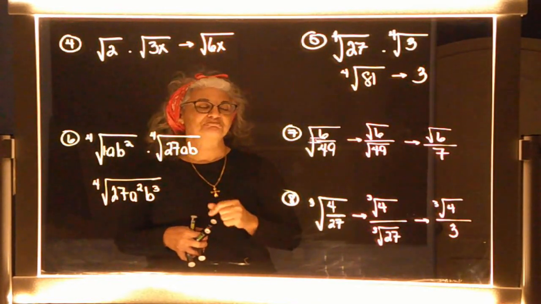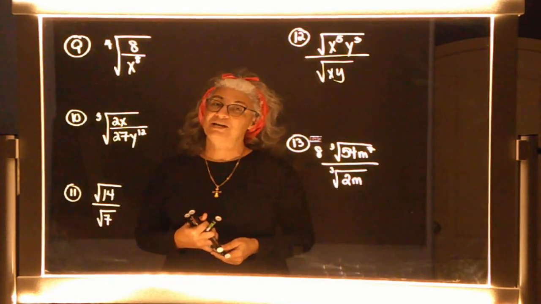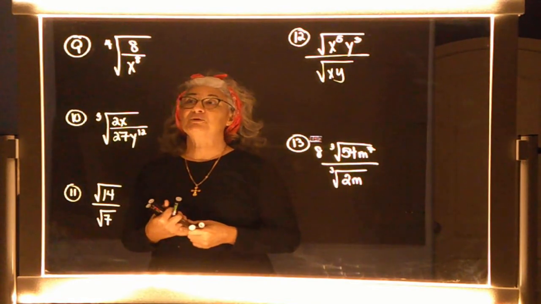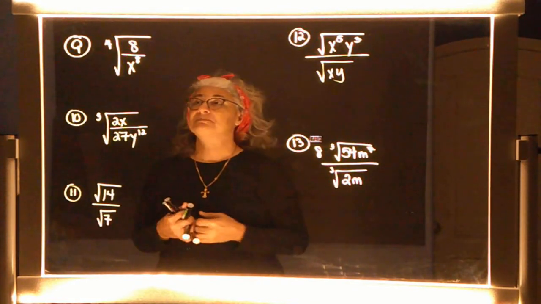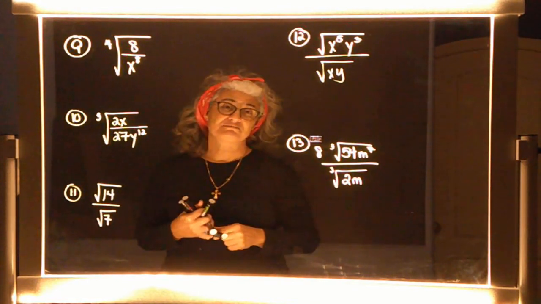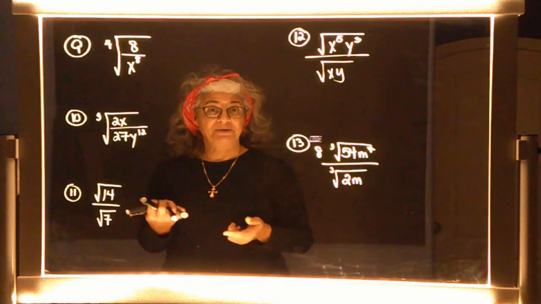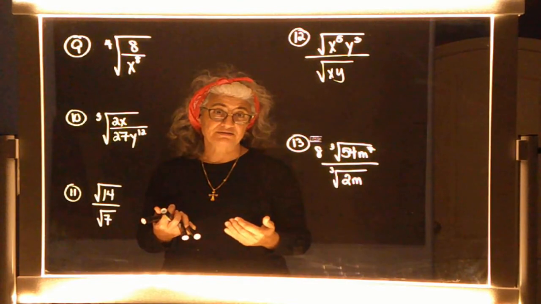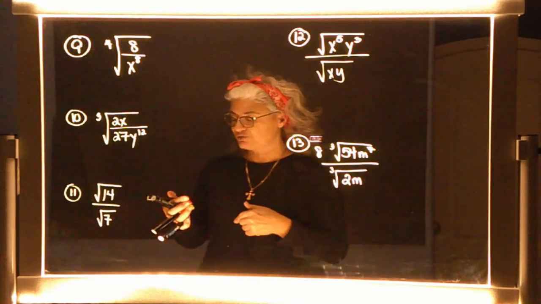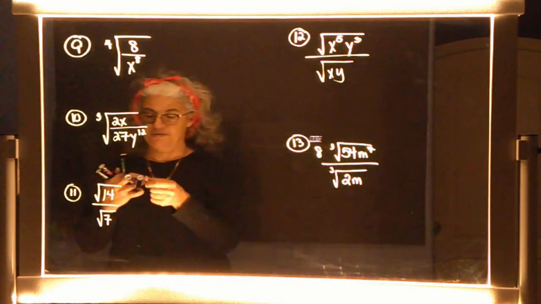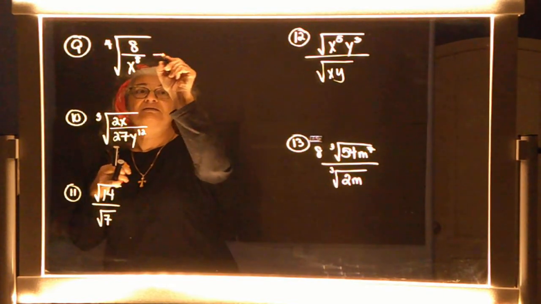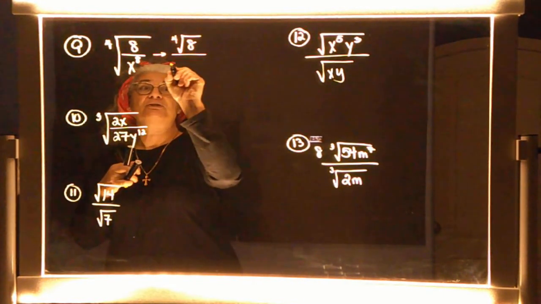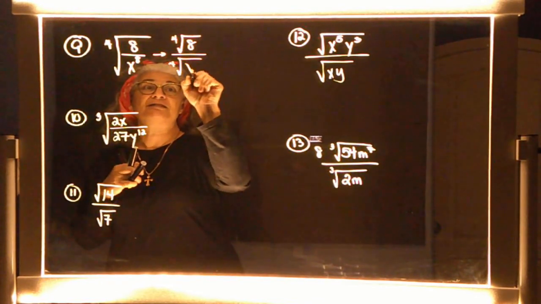Okay, hang in there. Be right back with... Okay, I'm back. Let's look at problem number 9. I'm taking the 4th root of a division problem. Can I divide those? Nope, I can't. But I could split them apart to see if I could do something individually, couldn't I? Yeah, just like we did the last 2 problems. So, that would be the 4th root of 8 over the 4th root of x to the 8th.